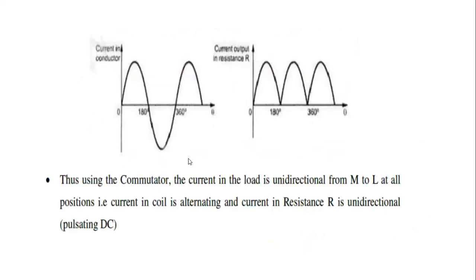Okay, this output AC current will be converted into DC like this, by using this commutator. This is the action of a commutator.